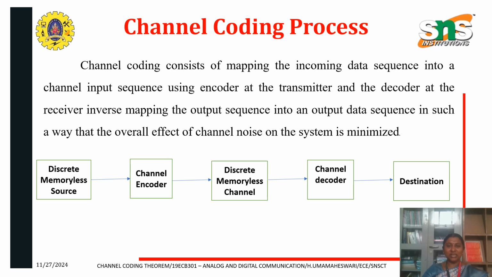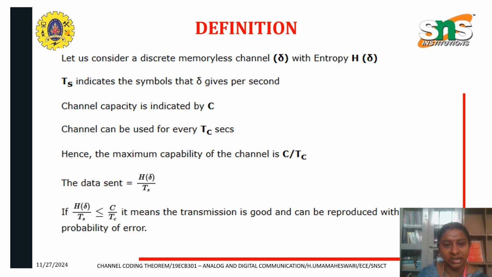Here first the source is given to the discrete memoryless source, which is given to the channel encoder, where the source is encoded. Then it is finally given to the discrete memoryless channel. After the channel, it is given to the channel decoder, where the decoding process takes place, and finally it is given to the destination.